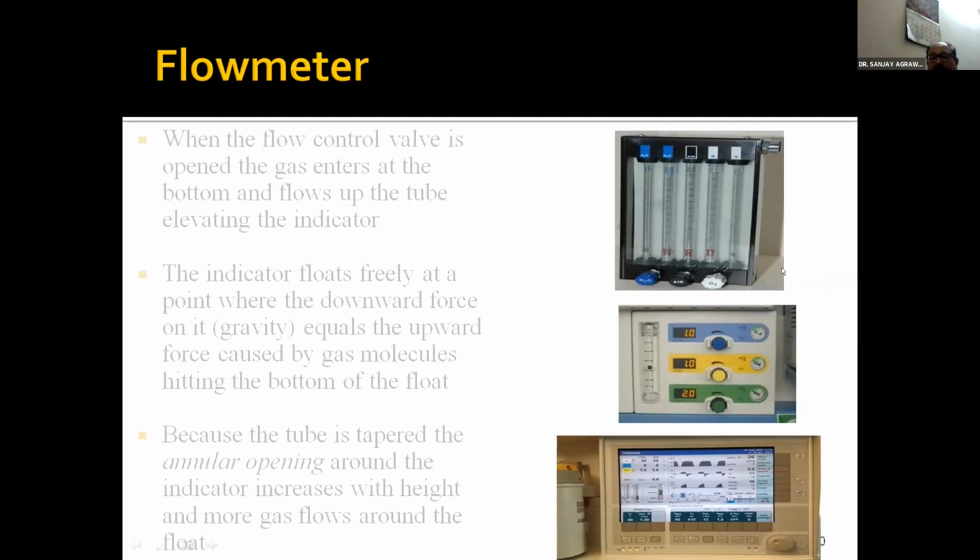So these are the three different types of flowmeters that are normally seen nowadays. We have the traditional one. Then what has come is known as a hybrid flowmeter, and there is a totally electronic flowmeter which has now been incorporated in a few of the anesthesia machines.